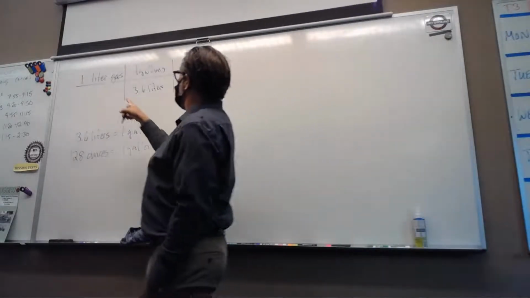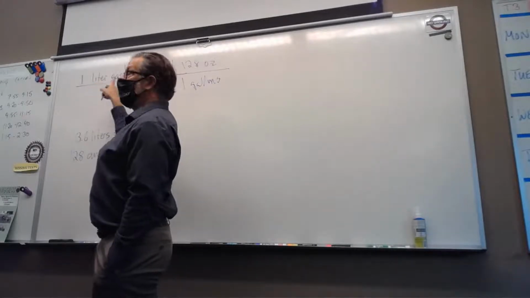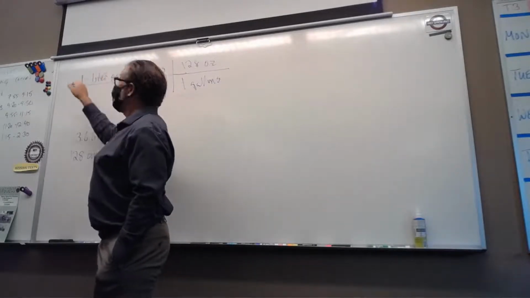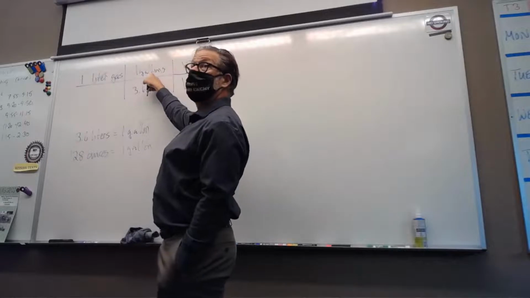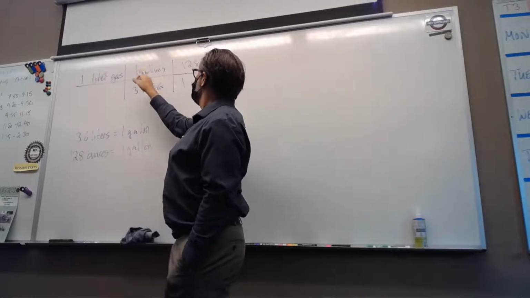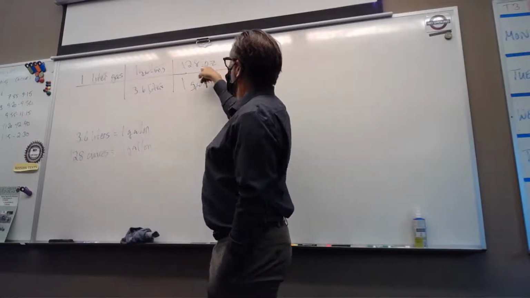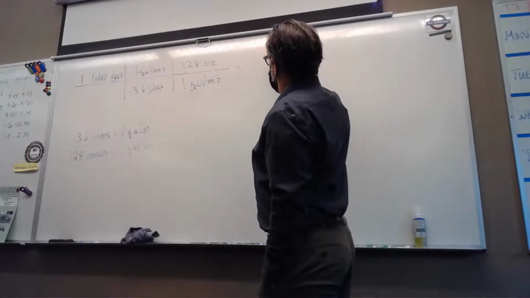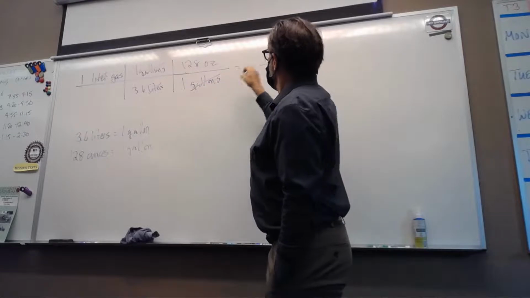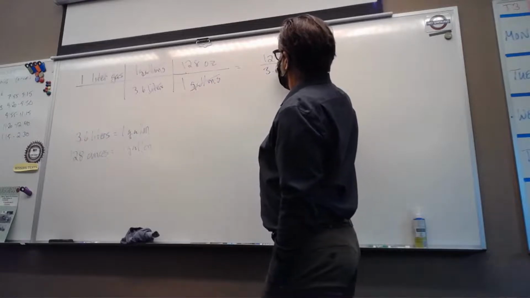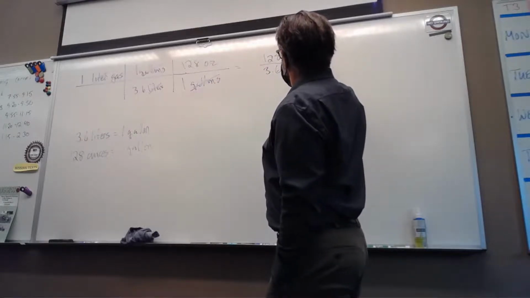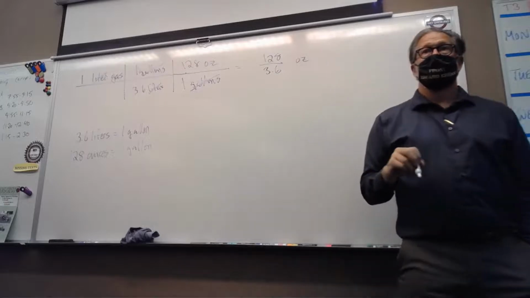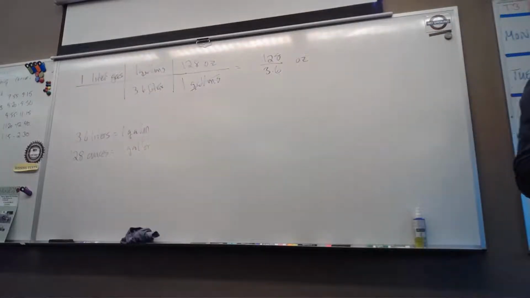What happens to liters? Cancels out because I got 1 on top, 1 on bottom. What happens to gallons? Because I got gallons on top, gallons on bottom. The solution is that 1 liter is 128 divided by 3.6 ounces. Whatever 128 divided by 3.6 is.